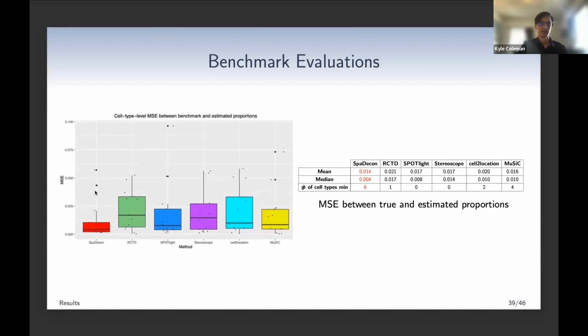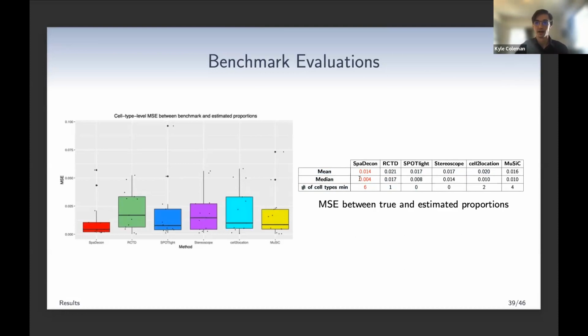So these are showing the distributions of the MSE across the different cell types for each method. And we can see that the distribution for SpaDecon just visually looks to be much lower than that for each of the other methods, indicating that it is more similar to the benchmark cell type proportions compared to each of the other methods. And then when looking at specific metrics, we see that the mean of the SpaDecon MSE across all cell types is 0.014, which is lower than all the other methods. The second best was actually MUSIC, which was 0.016, which was interesting because, like I mentioned, this wasn't even developed for SRT cell type deconvolution.